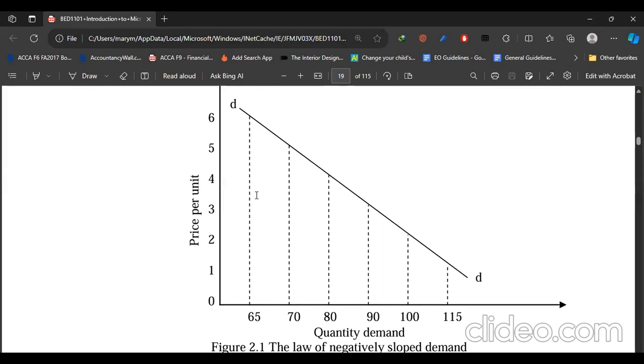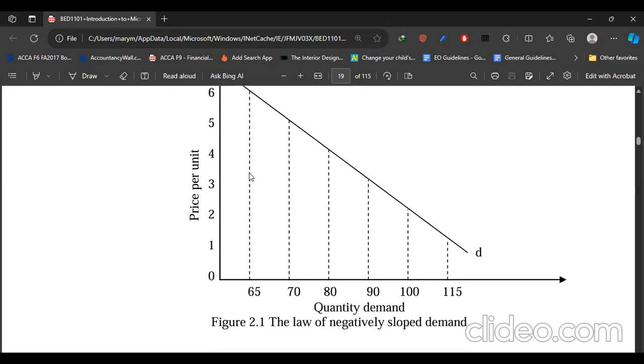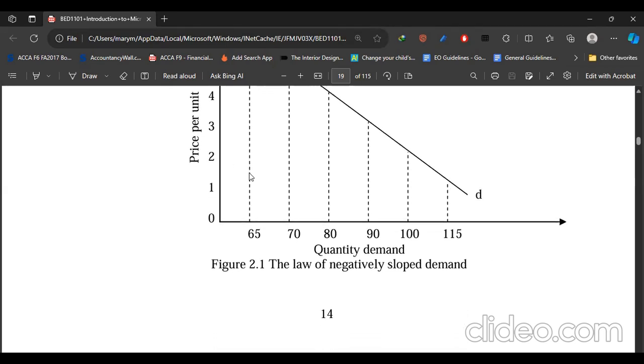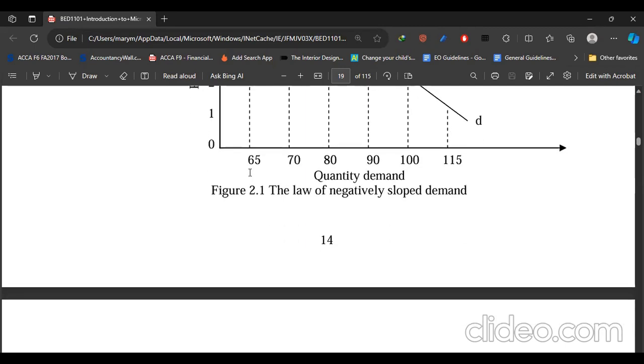When you look at these aspects of the law of demand, we are saying that if we hold other factors constant, the price and the quantity demanded of any good and service are inversely related to each other. And that is what I was explaining here. When the price of the commodity is at 65, the demand is so high compared to when it is at 150.